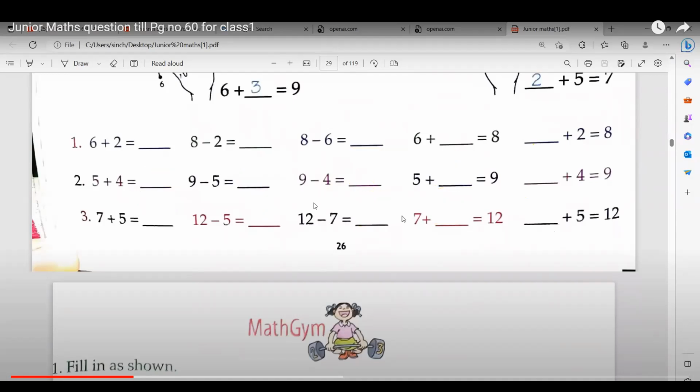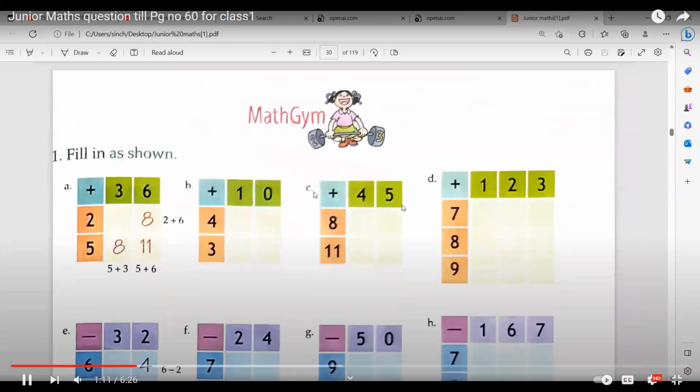Okay. Now do the next one, Dattatreya. We were doing this one. Tell me, Dattatreya. This one is finished. This one is not finished. We were doing number D. Do D. D means this one.